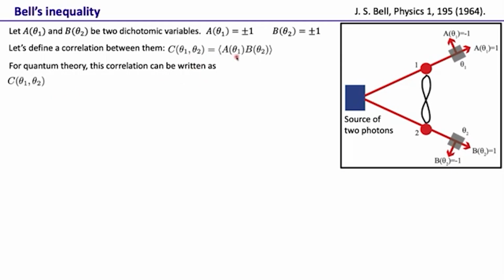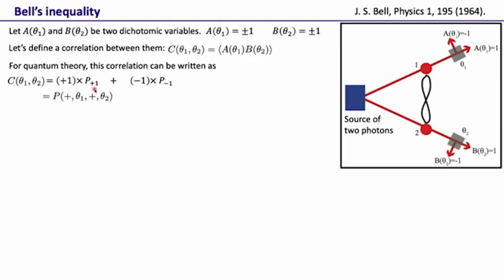So how do we write this correlation? This correlation is the average of A times B. So what are the values of A times B? A times B can be either +1 or -1. So it's the value +1 times the probability of getting +1, plus the value -1 times the probability of getting -1. So these are the two possibilities we have here.